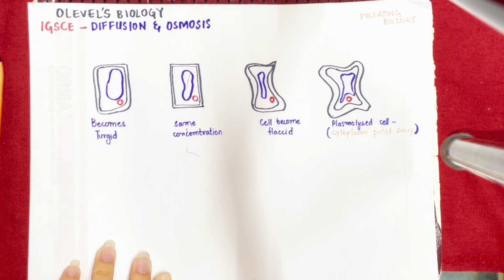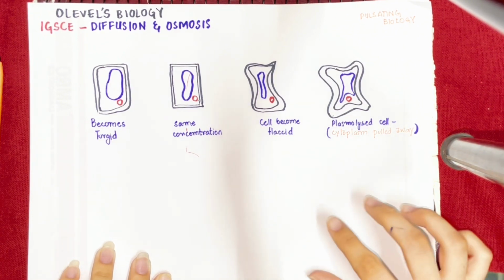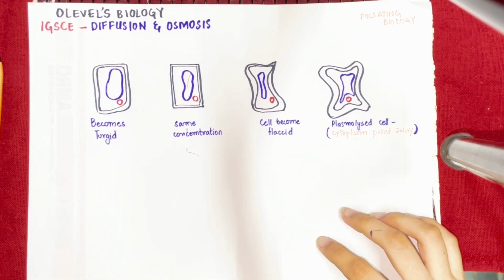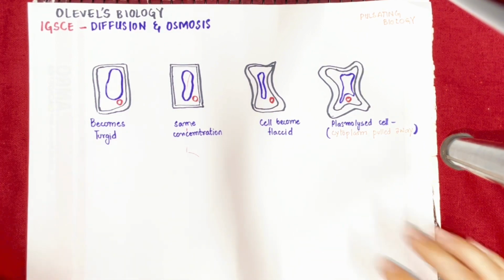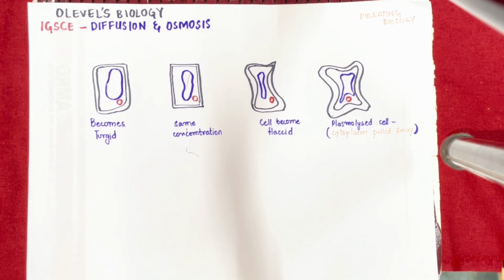Sitting biology, another video of diffusion and osmosis for the IGCSE O Level Biology. We were covering the topic of diffusion and osmosis. The next topic that we have is the concentration for turgidity and the other conditions of the cell, which is section 3.1 of the syllabus. So let's begin with another topic today, which is about the conditions of a cell when it is placed in different concentrations.